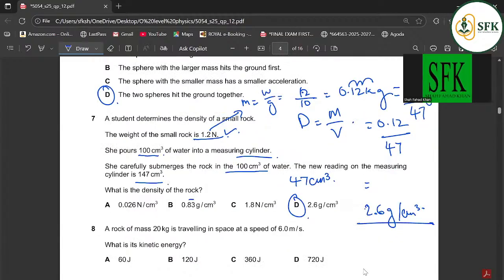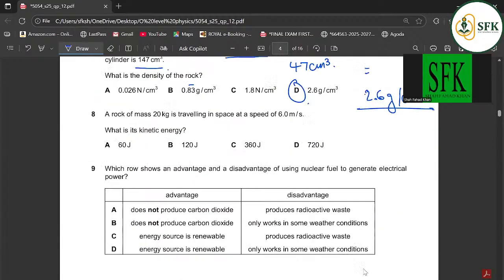Now, a rock of mass 20 kg is traveling in space at a speed of 6 meters per second. What is the kinetic energy? So half mv squared, half times m is 20 and v squared is 6 squared. So 2 times 10 and then 6 squared is 36 and 36 times 10 is 360.